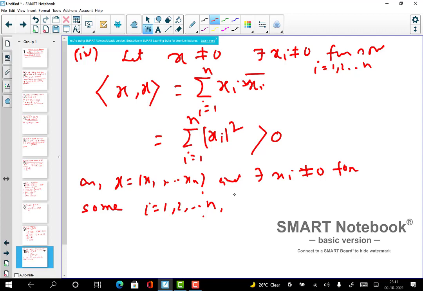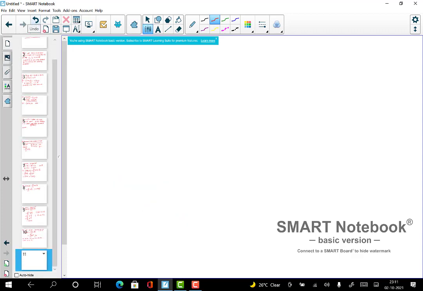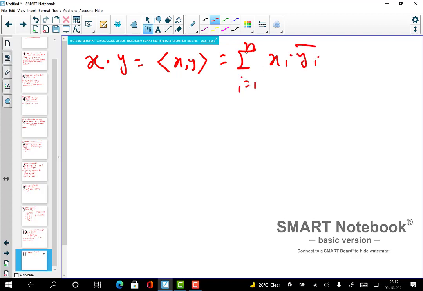And thus this map is an inner product on Fn, and this inner product we call the standard inner product. Generally people also call this the dot product. So people say that this x dot y is nothing but the inner product of x and y, which is the standard inner product, sum of xi yi bar. So they call this the dot product of the vectors.